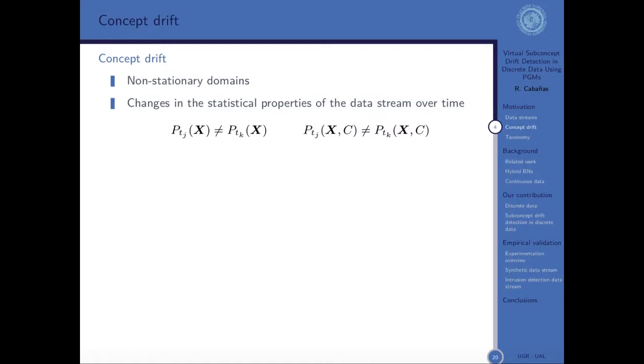More formally, concept drift can be defined as follows. Here we have this formula where we can see that the joint probability of the set of instances in a particular time step is different from the joint probability in another time step. Similarly, we can define concept drift if we have labeled data, so we just have to add the class variable here.